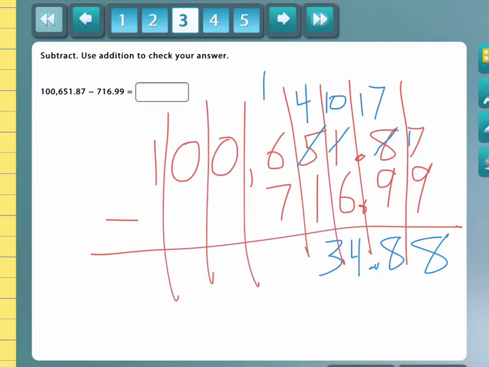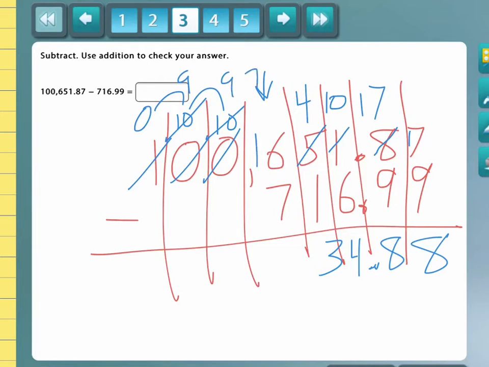I don't have enough hundreds, so I cannot regroup here or here or here, so I regroup one of those as 10 of those, one of those as 10 of those, one of those as 10 of those. So I end up with 10 hundredths, 16 hundredths minus 7 is 9 hundredths. 9 minus 0 is 9. That's a 0 there, 0 there, 0 there. 9 minus 0 is 9. 0 minus 0 is 0. So you end up with 99,934 and 88 hundredths. Just be careful with the regrouping.